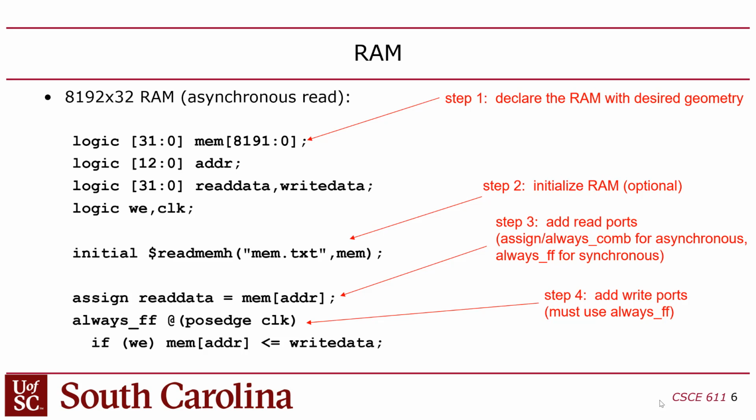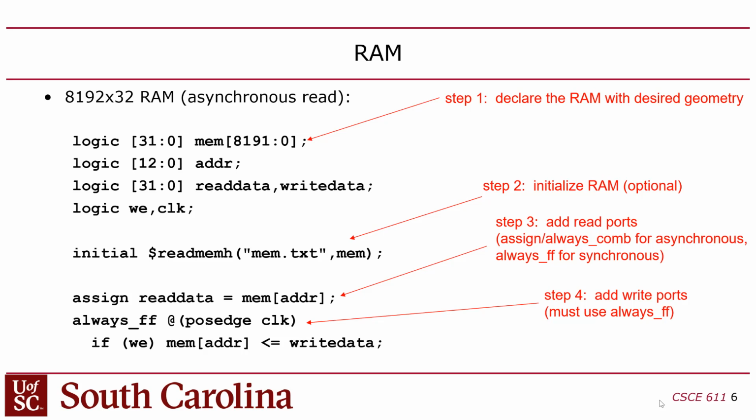And then I have to define my read ports and write ports. So I've got a read port down with this assign statement because it's an asynchronous read port. So I can use an assign. And then my write port has to be in an always_ff. So writes have to be synchronous, reads can be synchronous or asynchronous.